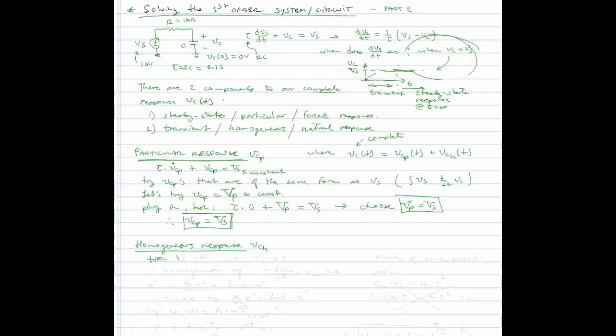Turn Vs off. So in other words, Vs is going to be 0. So that results in what we call a homogeneous equation, which is our initial state equation or differential equation, but with the right side set equal to 0. So tau dVc/dt plus Vc is equal to 0.